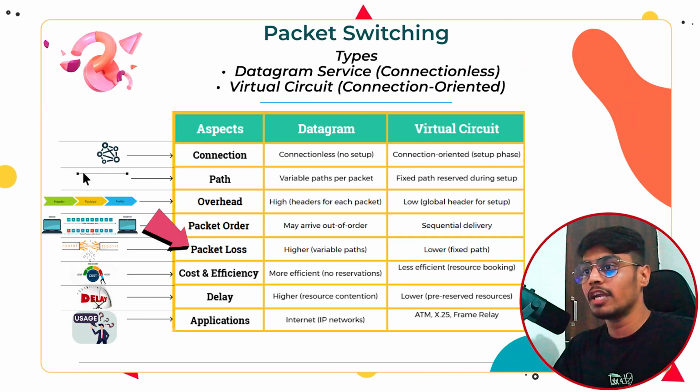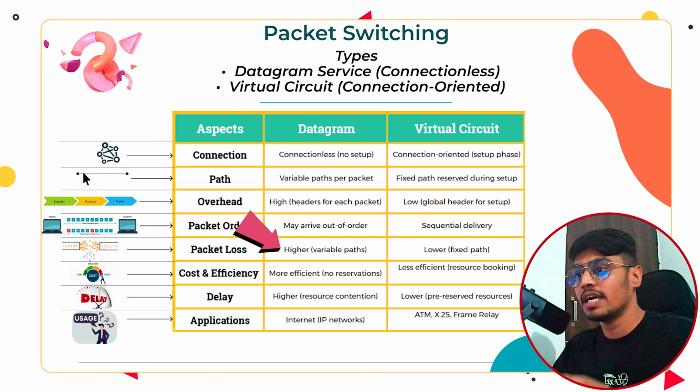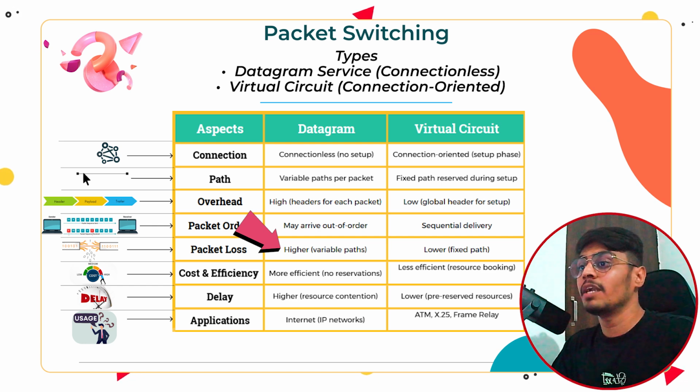Okay, regarding packet loss, it is higher in datagram switching than in virtual circuit. Why? Because in datagram switching, all packets follow different paths. Packet P1 doesn't know which way packet P2 is going, and so on. This increases the chances of packet loss along the way.